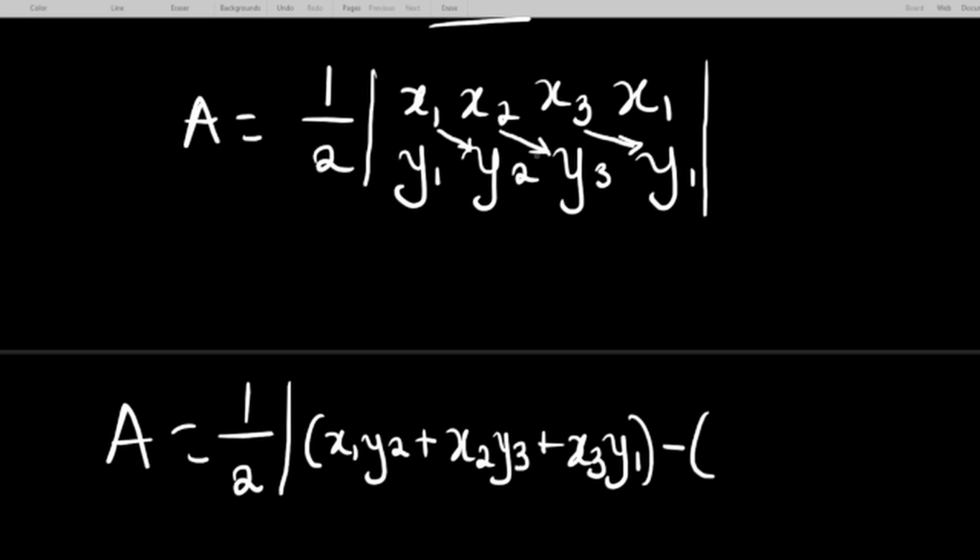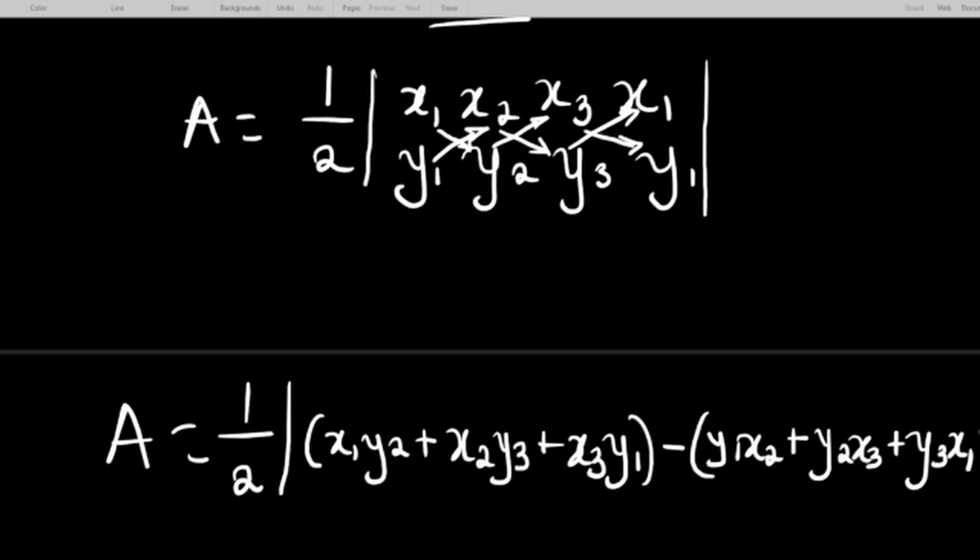You open another bracket. Right here we have y1 x2, just like crisscrossing. Again, y2 x sub 3, and then y3 x sub 1. So let's do that. We have y1 x sub 2 plus y2 x sub 3, and then plus y3 x sub 1. Then you close it, and you can also place the absolute value bar here.